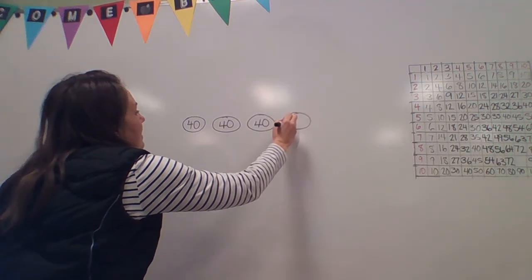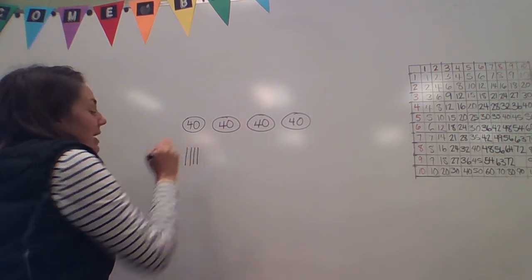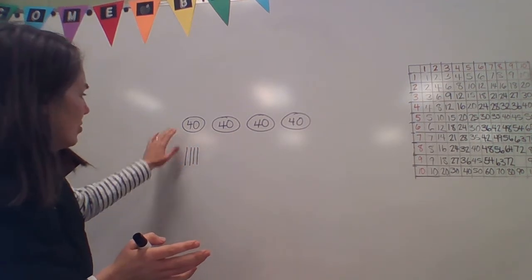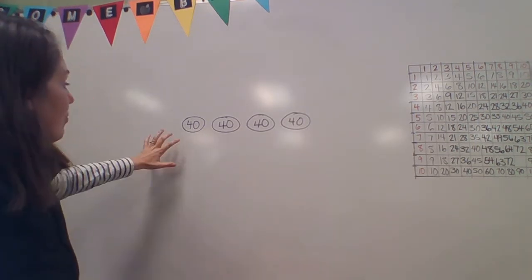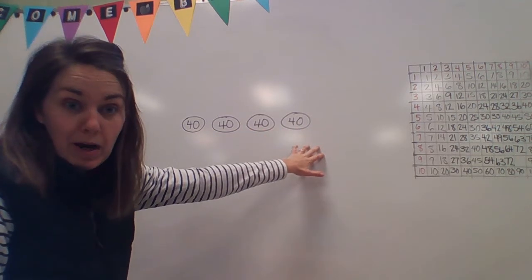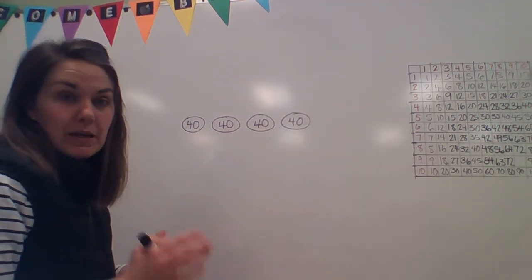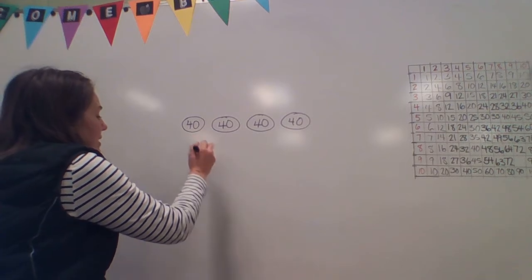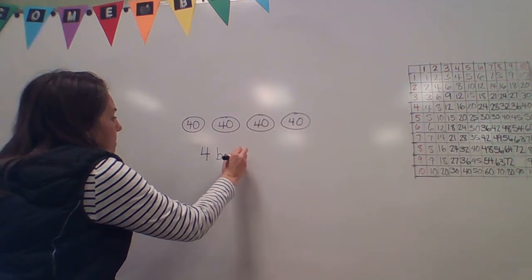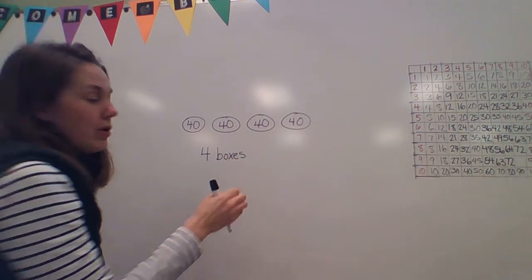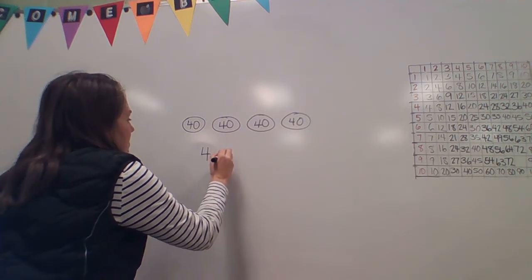So in your packet, the problem is showing it as we have 4 tens by using our base 10 blocks. I've just shown it as writing in 40. So I have 40 4 times, right? I have 40 in 1, 2, 3, 4 boxes. So we can think of it as we have 4 groups of, so what I'm going to do first is I'm going to go ahead and break these apart and think of it that I have 4 boxes or 4 groups.